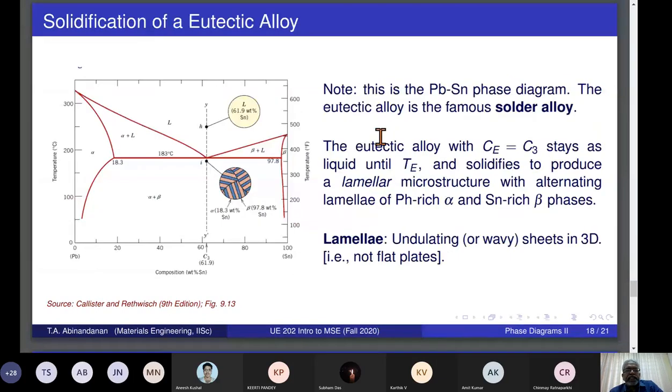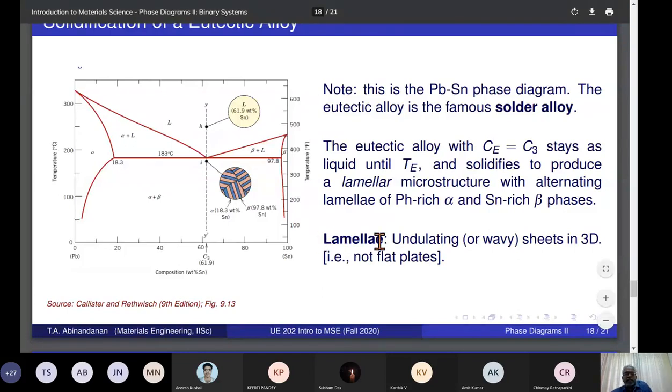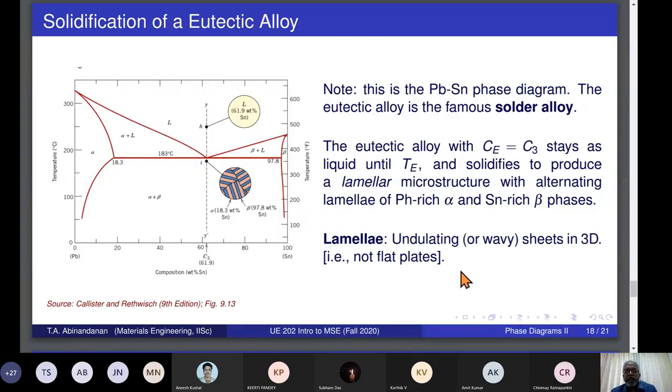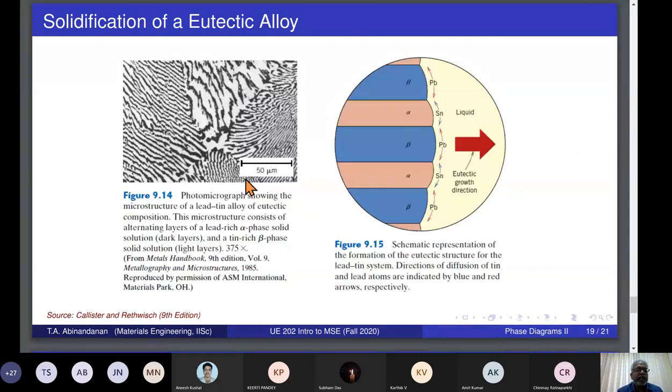Okay, some quick notes about the solidification microstructures. If you take the eutectic alloy, as I said, it solidifies like a pure metal at one temperature, but it produces two phases. And the way the two phases appear in the microstructure is actually fairly interesting, and it appears in the form of these lamellae. Lamellae is another technical term that we use. These are undulating or wavy sheets in 3D, thin sheets, but they are wavy. They are not flat plates, though some of these features may appear to be flat, but these are wavy, as you can see in the microstructure here.